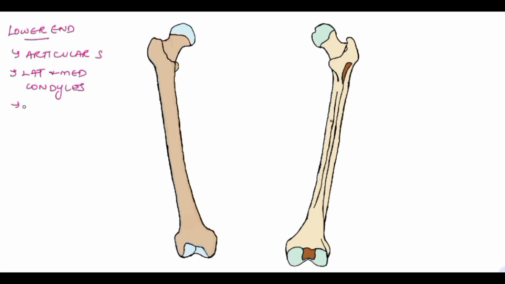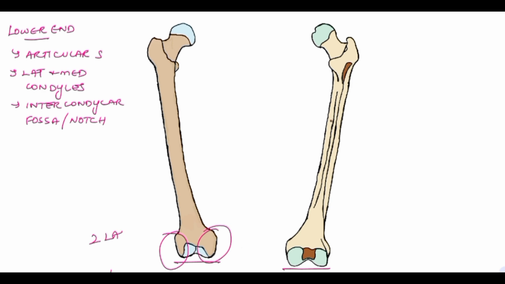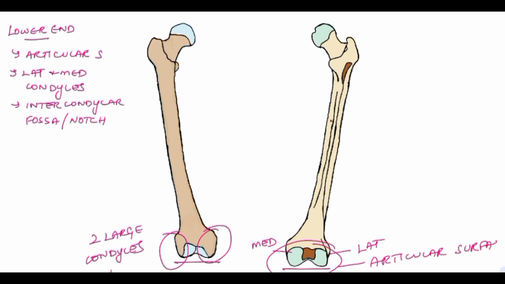Lower end of the femur. The lower end has an articular surface, medial and lateral condyles, and the intercondylar fossa or intercondylar notch. The lower end is widely expanded to form two large condyles, medial and lateral. These two form the articular surface for the knee joint. So now we have the articular surface.